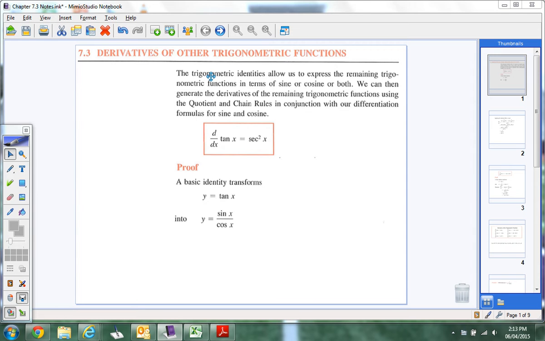Is a derivative of tangent. Derivative of tangent is secant squared x. Okay, secant squared x. So derivative of tan is secant squared x. Okay, we're going to prove that here in a second, of how that comes about.